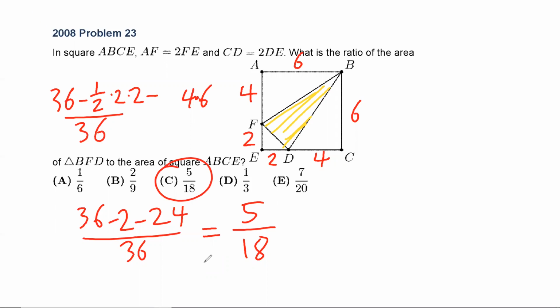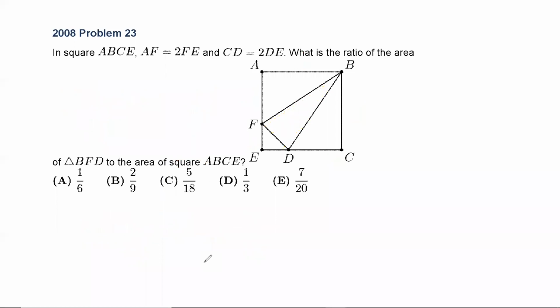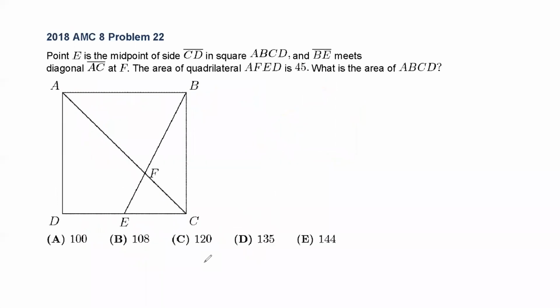Okay, so onward. Point E is the midpoint of side CD in square ABCD, and BE meets diagonal AC at F. The area of quadrilateral AFED is 45. What is the area of ABCD?